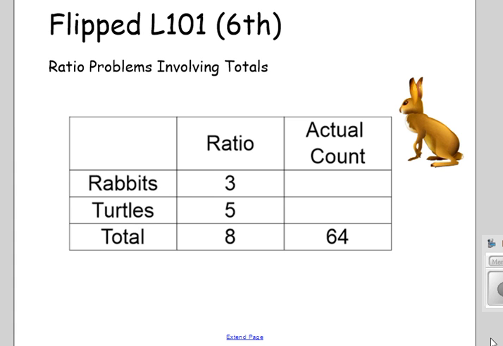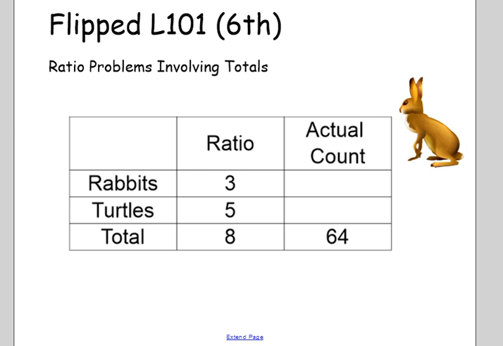Sometimes we're given a ratio such as: a store has, for every 3 rabbits, 5 turtles. And as we look at that idea, the question would be, how many rabbits is that, or how many turtles is that if you have 64 total animals? So how many rabbits is it and how many turtles is that? To solve this, to find our missing ideas, how many rabbits, how many turtles, we're going to use our ratios to help us understand this concept.